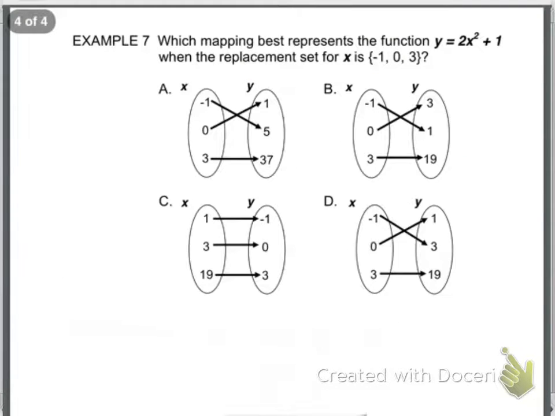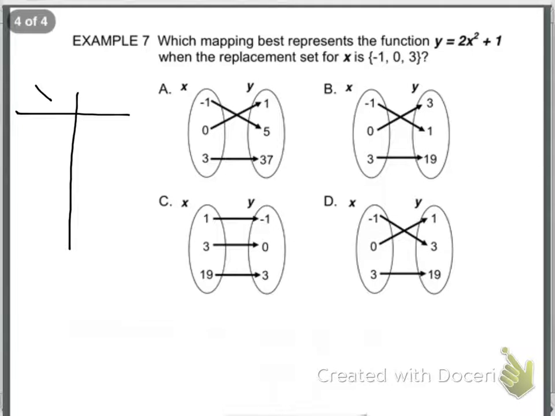Now number 7 example, we have a mapping. A mapping is a way to show a functional relationship. And it says which mapping best represents the function 2x squared plus 1 when the replacement set for x is -1, 0, and 3. So on your calculator, you can make a table and do it yourself.